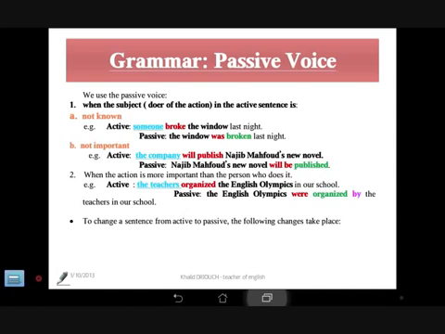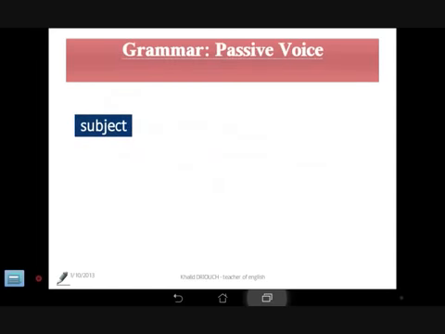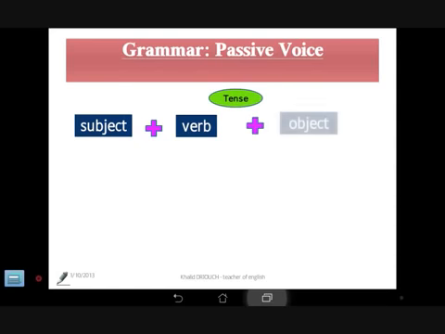So to change a sentence from active to passive, the following changes take place. Let's check that together. We always start from an active sentence. That means a subject plus a verb. The verb always has a tense. It can be present simple, past continuous, past perfect, future simple, future perfect, plus object.